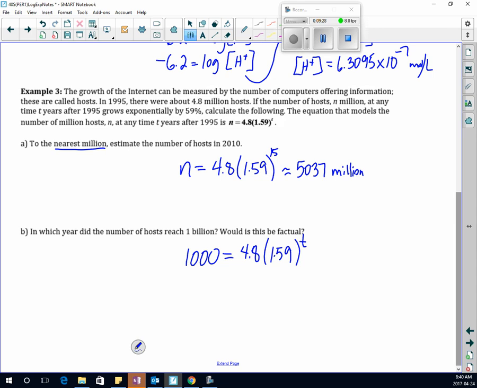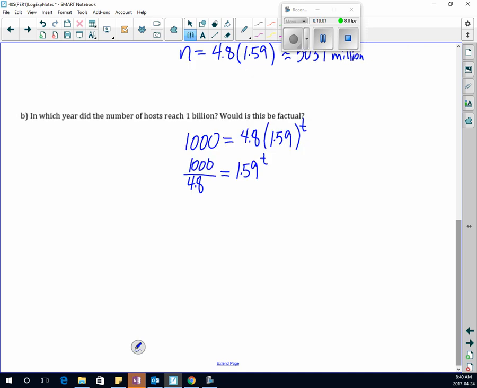The biggest mistake people make is they leave the 4.8 there and then they log both sides and forget that this 4.8 is attached to this. So I would get rid of the 4.8 because it has nothing to do with the exponent. So 1,000 divided by 4.8 does not divide nicely, so I'm just going to leave this as 1,000 divided by 4.8 because we're not supposed to round until the final answer. Okay, so does everybody see how to get t by itself?